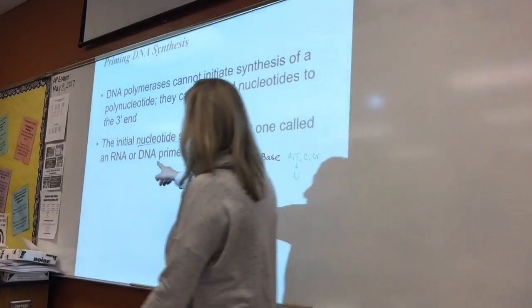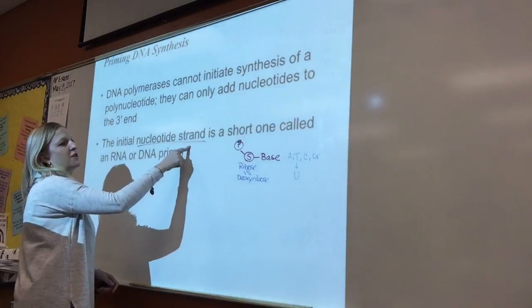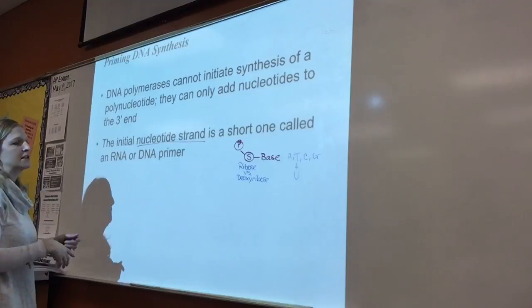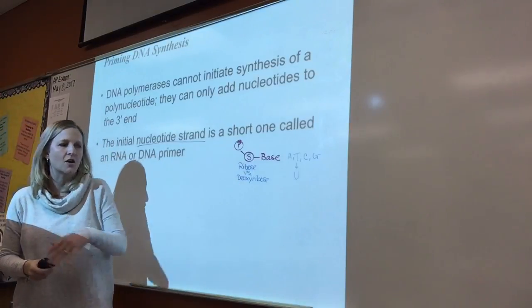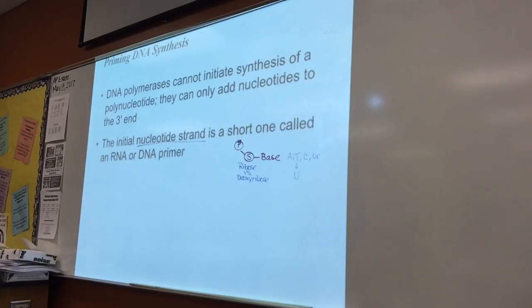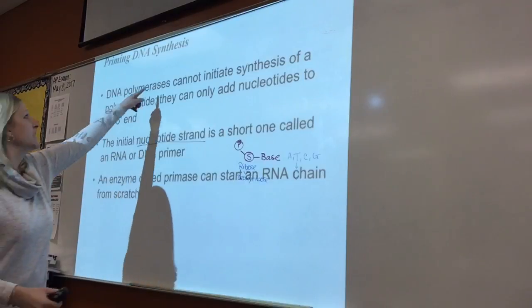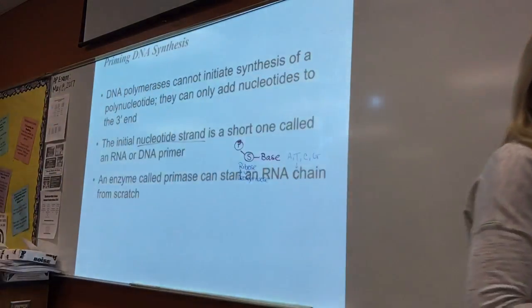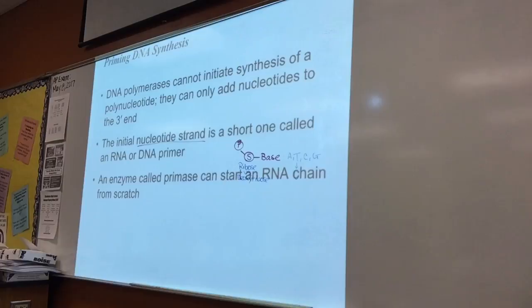So what happens is the initial nucleotide strand is a short one called an RNA or DNA primer. Like I said, for us it's RNA. So therefore the nucleotides are just a little bit different. And what happens is this enzyme, another enzyme called primase, can start an RNA chain from scratch, unlike DNA polymerase. So that's why it's used. It can start an RNA chain from scratch.